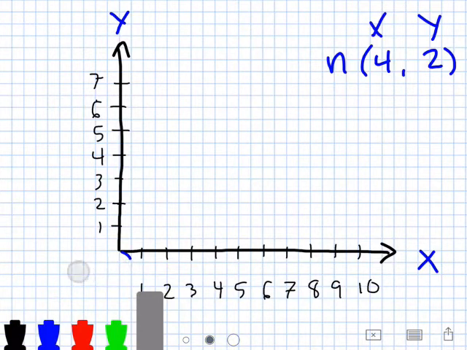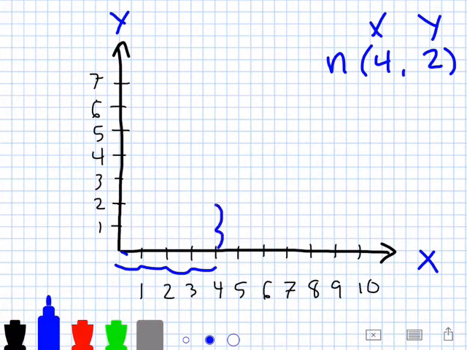And you can see that our x value is 4. So from the origin, that tells us that we're going to move 4 units to the right from the origin. So I'm going to count over 4 units from the right. 1, 2, 3, 4. And that's 4 units. Now we have to move 2 units up along the y-axis because you can see our y value is 2. So I'm going to count 2 units up. 1, 2. And right there is going to be our point N. So I'll plot it and label it so we don't forget. So that's going to be the first point that we plot.